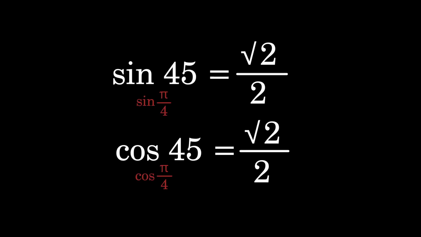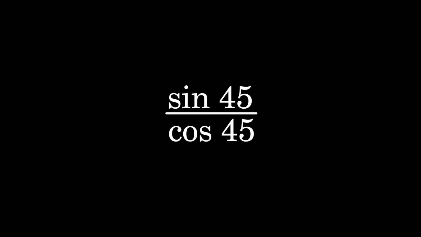Thus, sine and cosine of 45 degrees is radical 2 over 2. If you want to figure out what tangent of 45 degrees is, try dividing the result of sine of 45 degrees by cosine of 45 degrees, and see what your result is.